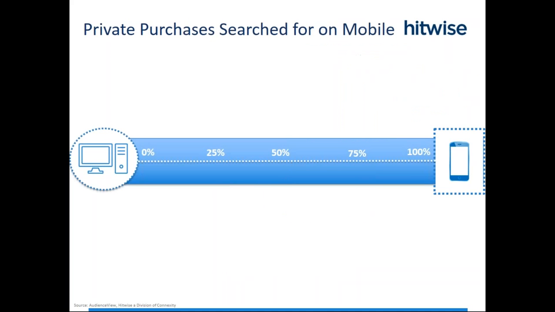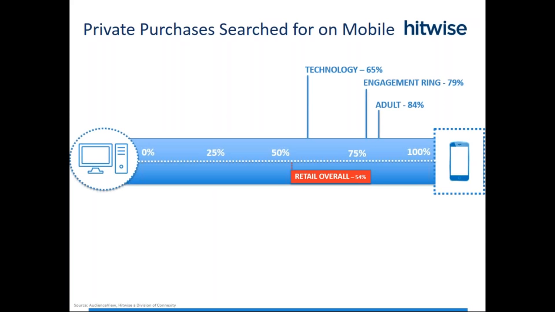When we look down at a product level on the retail side, private purchases are searched for on mobiles. So once again, retail overall is at 54%. Now, these are key things that I found within mobile. The number one is adult. Now, the adult industry is something that's not really discussed very much, and it's something that's always coming up in search data or any kind of research data for that fact, especially when it comes to online. So 84% of all retail adult searches are done on their mobile phone. Once again, whole privacy, personal thing coming there.